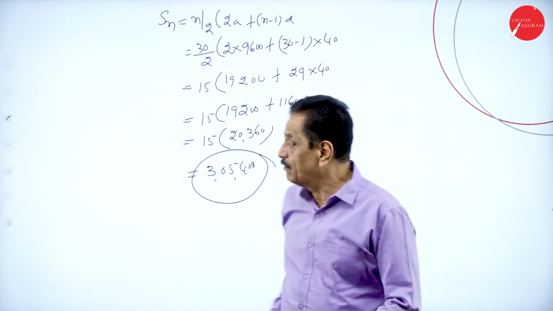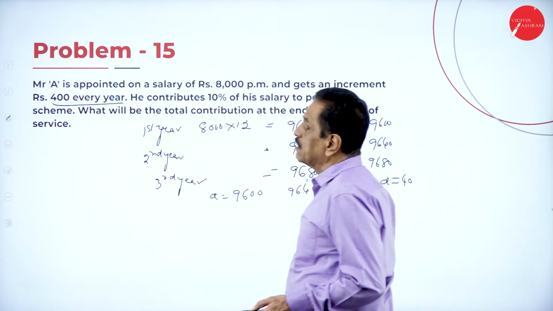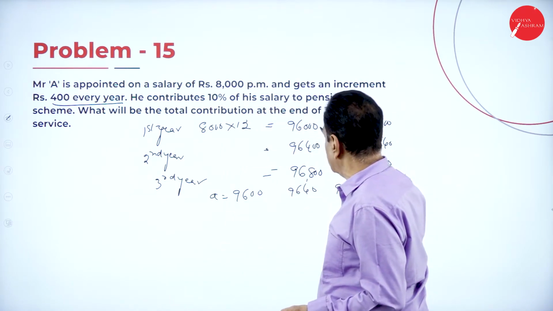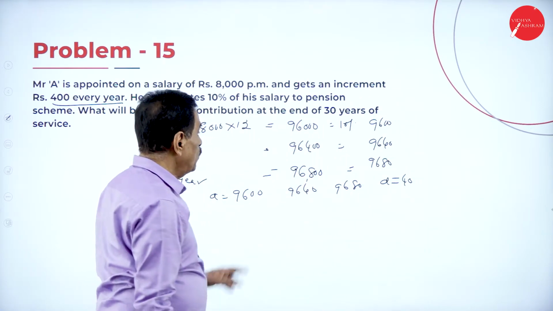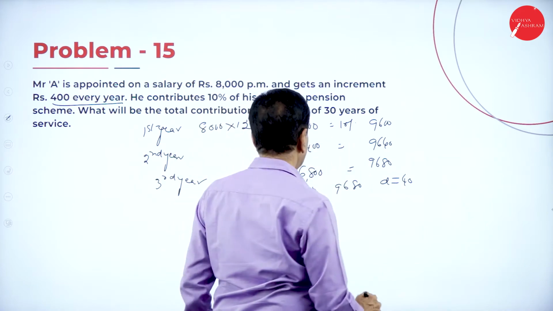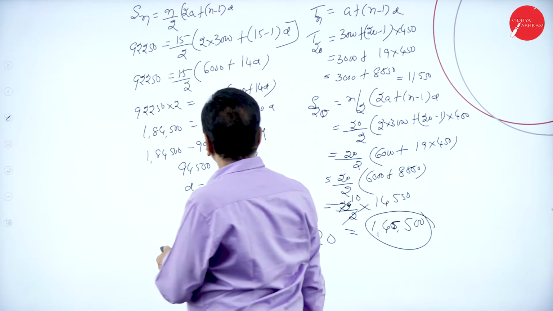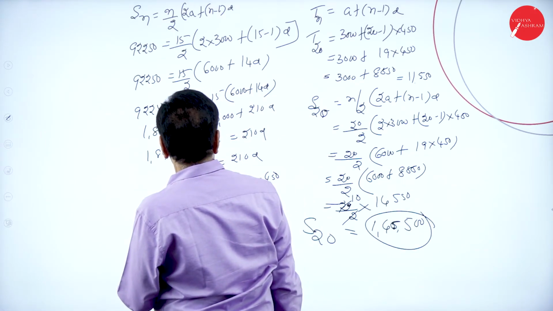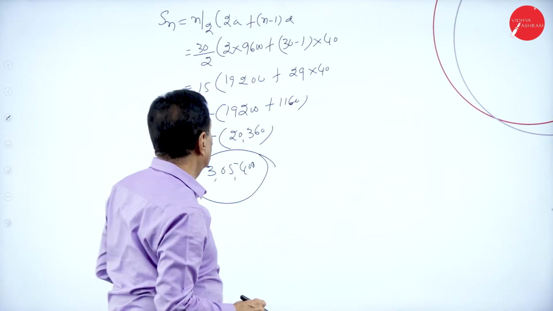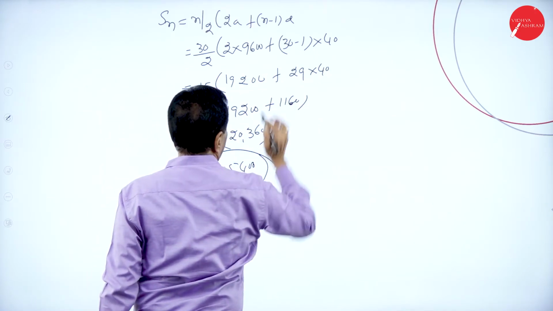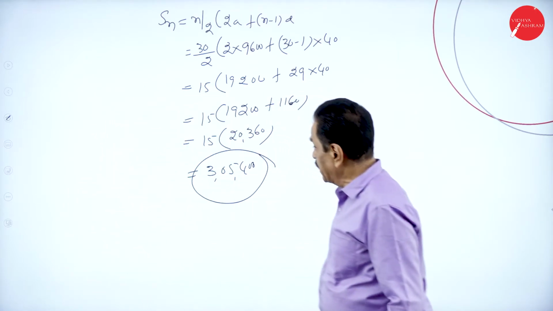How did I do this? See that? 8,000 means 96,000. This is not per month, it is every year. So per year, 96,000, 96,400, 96,800, a difference of 400. 10% of that is 9,600 for the first year. So the difference is 40. 2 into 9,600, with 30 minus 1 and the difference taken as 40. 400, 10% means 40 rupees. That's all. The answer is 3,05,400.